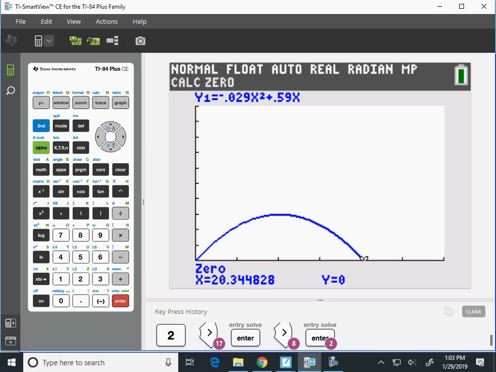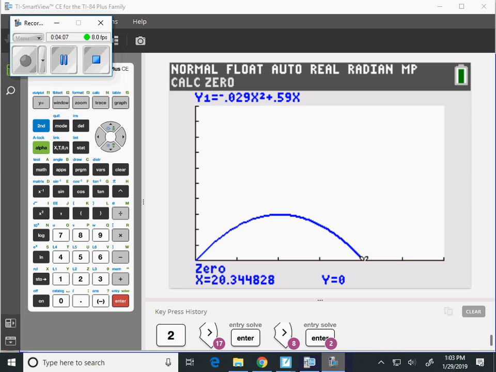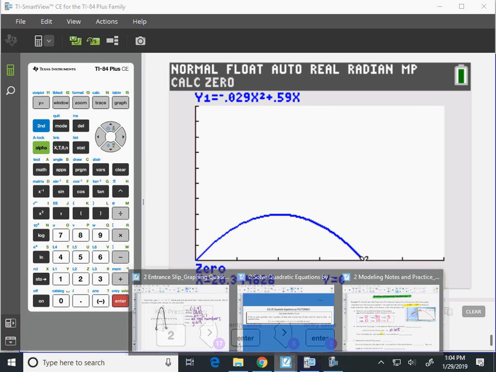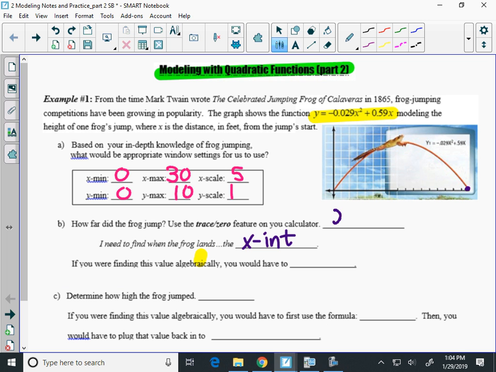Which one of these numbers is how far the frog jumps? 20.34. So we'll go to 2 decimal places or so. That's how I traced the X-Intercept. So this frog went 20.34 feet.